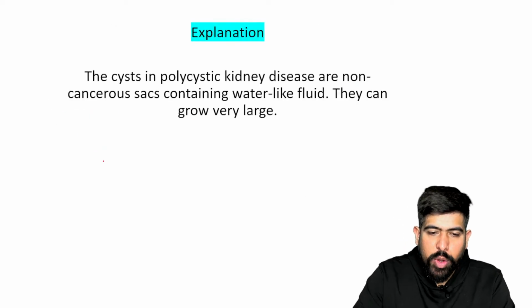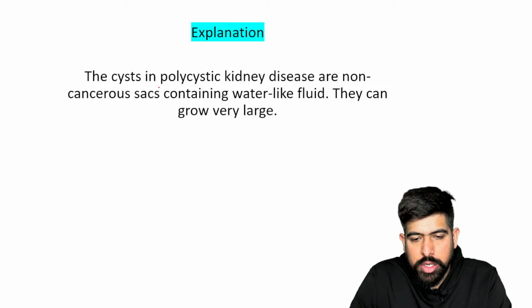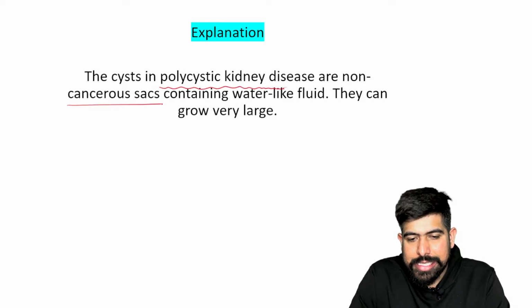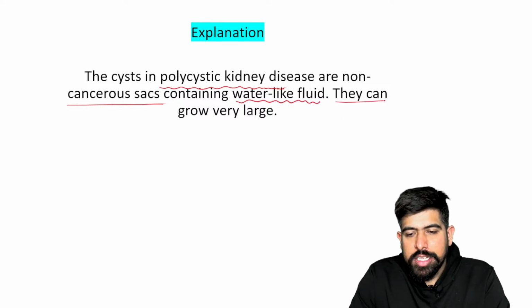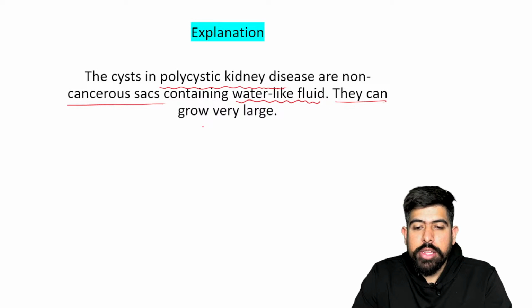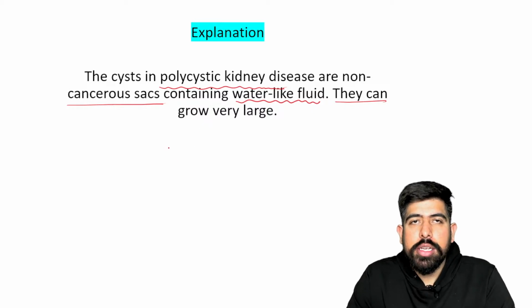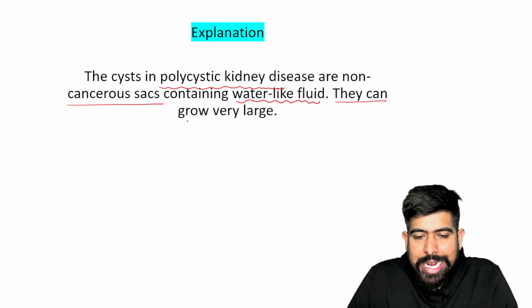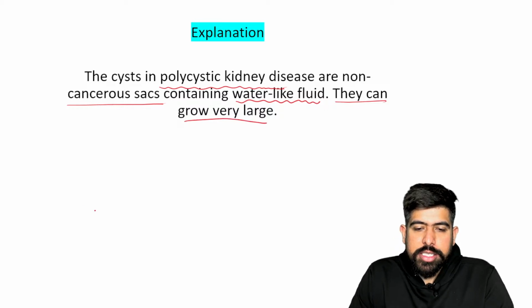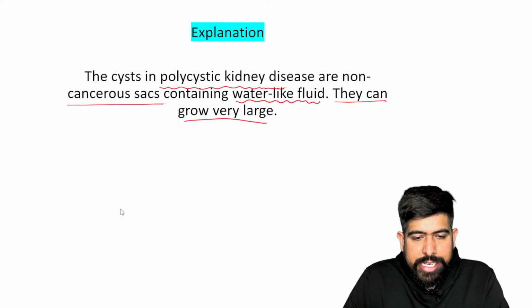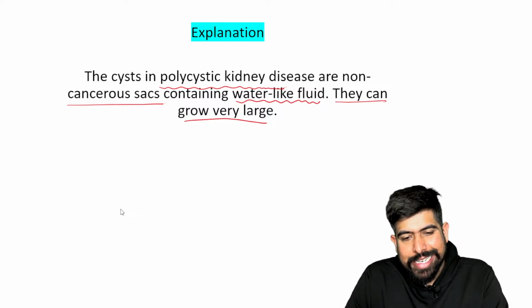Let's move forward. The cysts seen in polycystic kidney disease are non-cancerous. These are sacs containing water-like fluid, and you already know fluid is seen more white on your MRI, and that's why they grow very large. So this is about polycystic kidney disease.